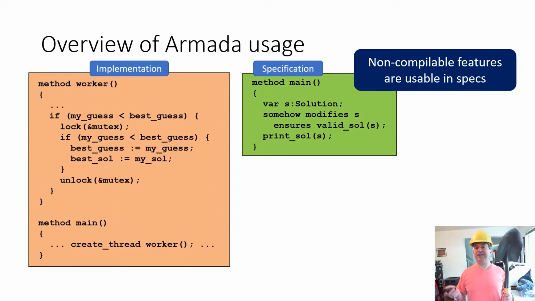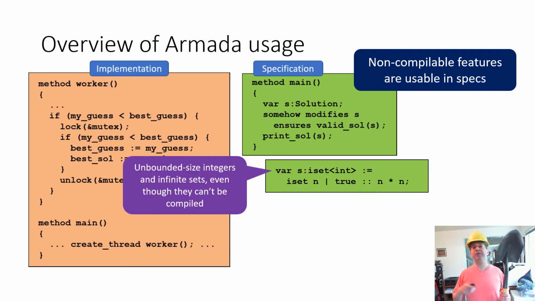The specification language is richer. We can put things in the specification language that we don't know how to compile or execute, because the specification is not meant to be compiled, it is only meant to be read. So, for instance, we can have unbounded size integers and infinite sets. We can't implement this on x86, but we don't care.